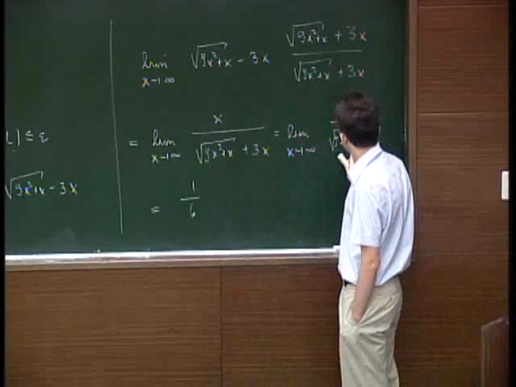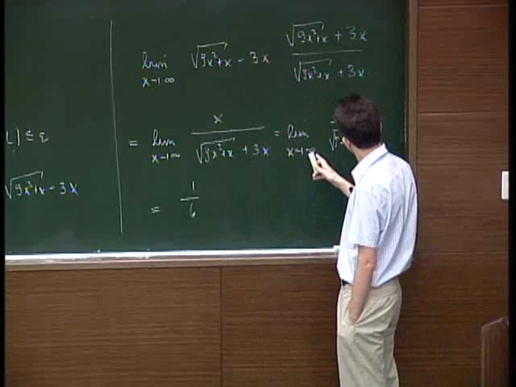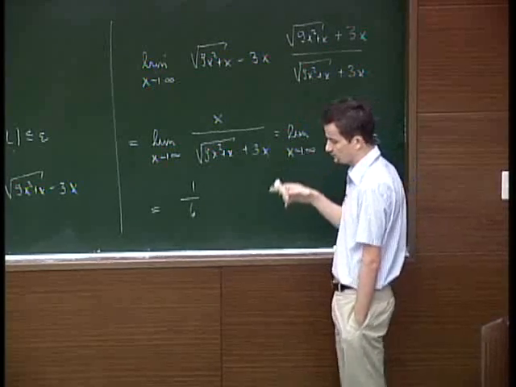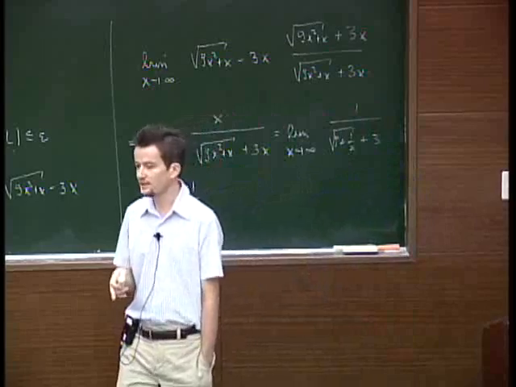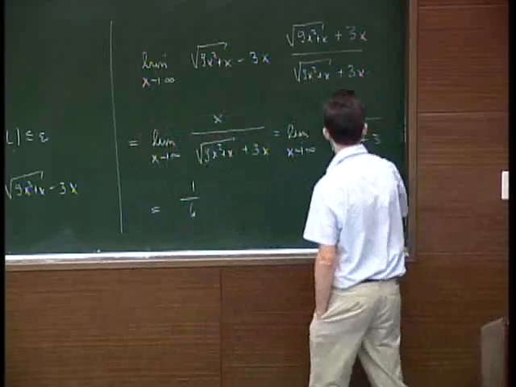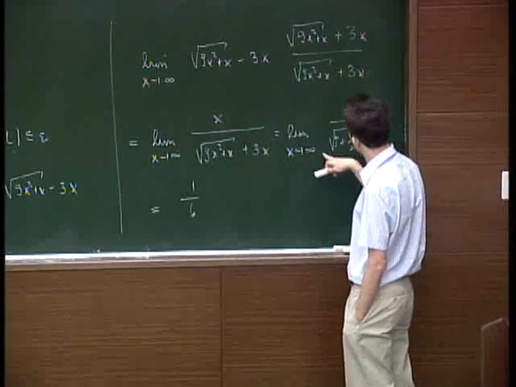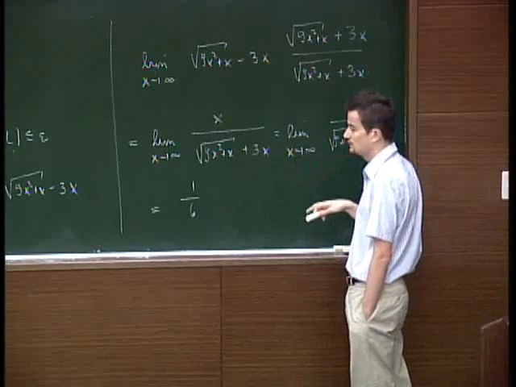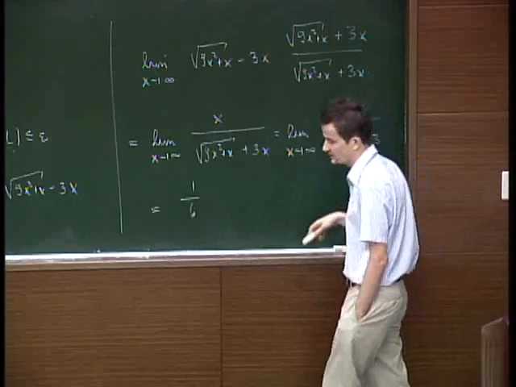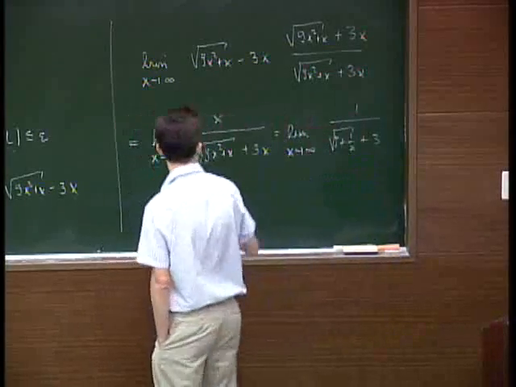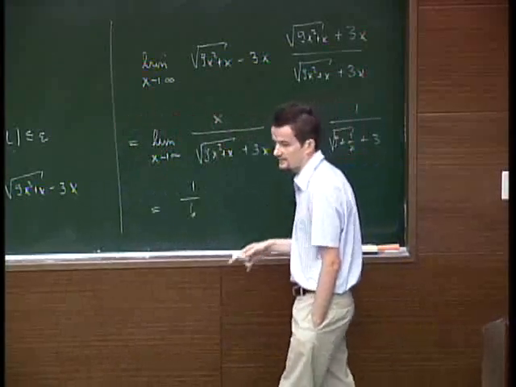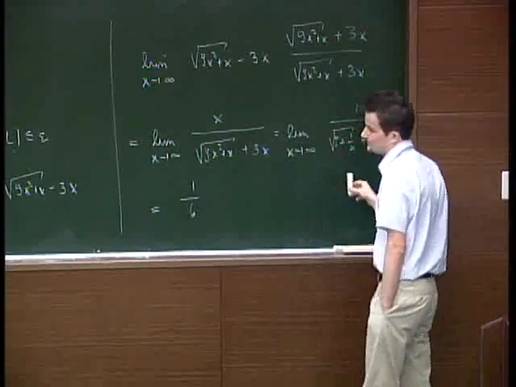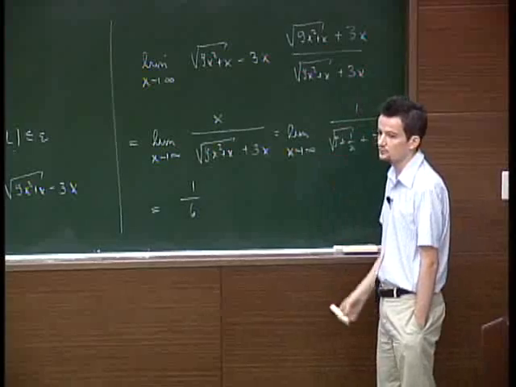I have to know that the limit of a fraction is the limit of the numerator over the limit of the denominator. I have to know that the limit of a sum is the sum of the limits. I have to know that for the limit of a square root, I can take the limit under the square root. I have to know that the limit of a constant is the constant itself, and that the limit of 1 over x as x tends to infinity is equal to 0. So here you see all the basic steps which we prove first.